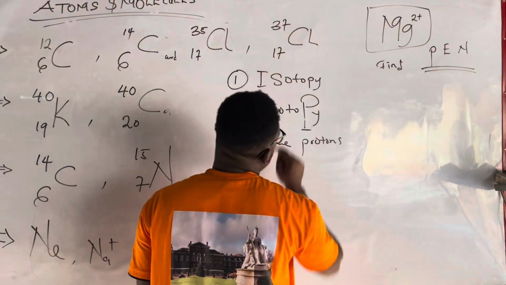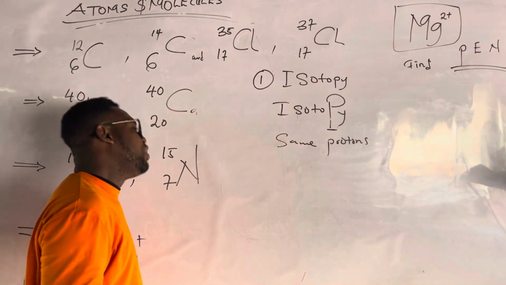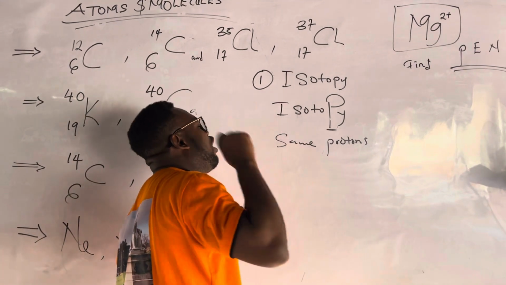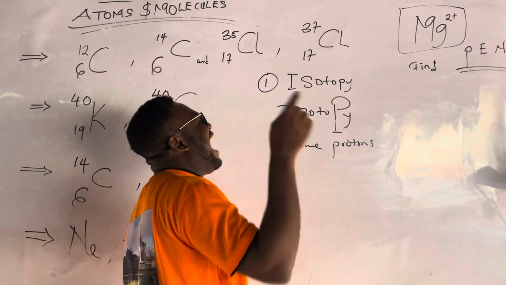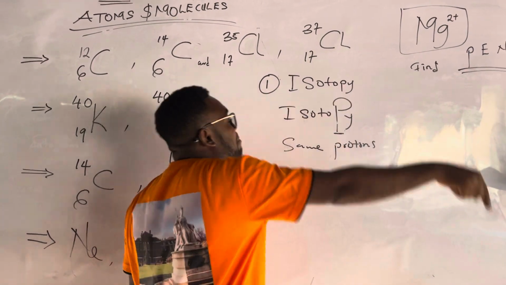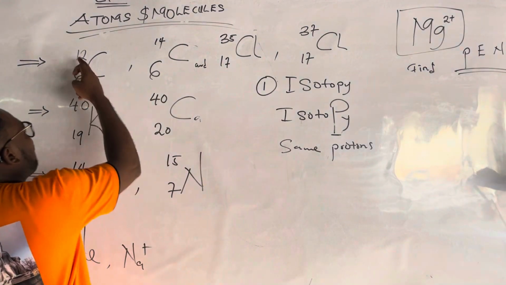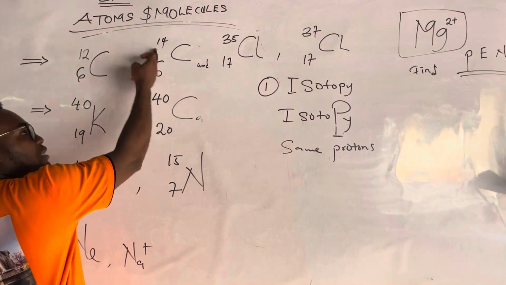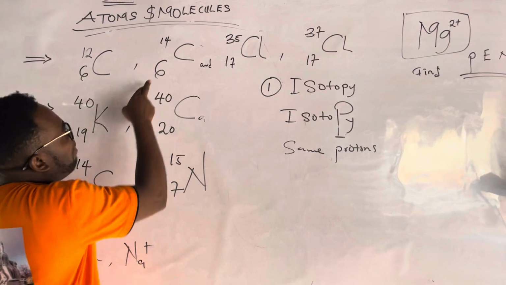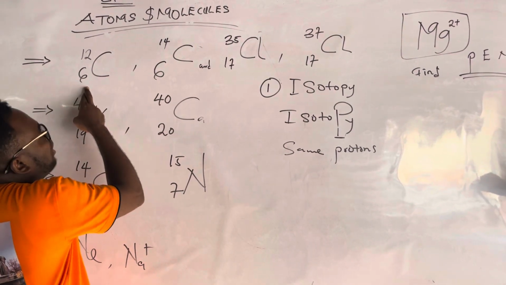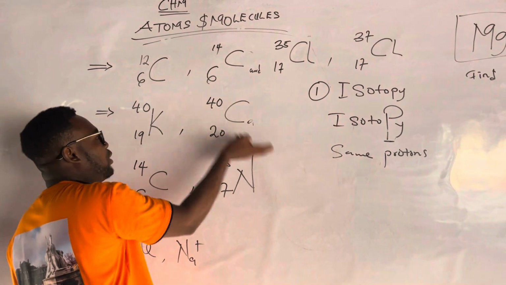Now, what is isotopy? Even from secondary school days, we define isotopy as a phenomenon whereby atoms of the same element, listen to that statement, atoms of the same element have different mass number but have the same atomic number. So atomic number is the same, and that's what we said, they have same protons. Of course, atomic number, proton.